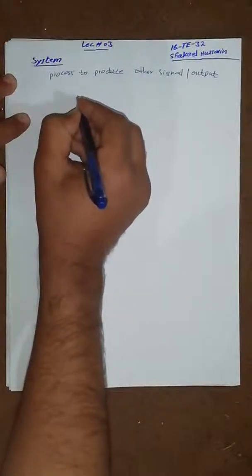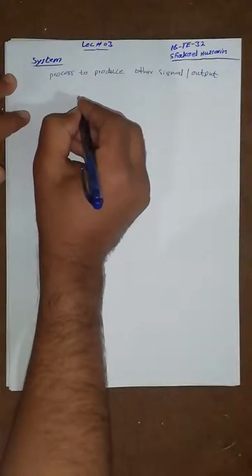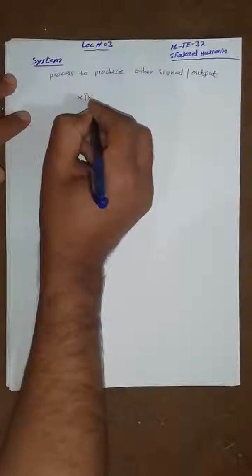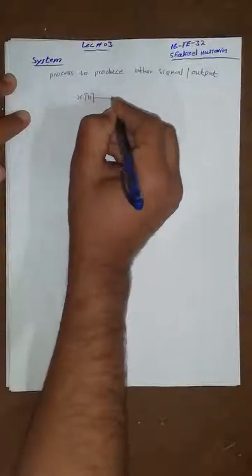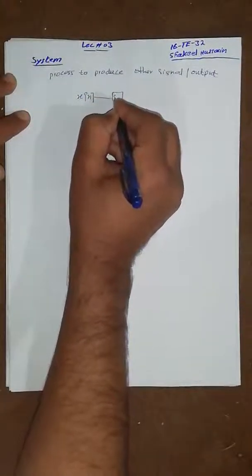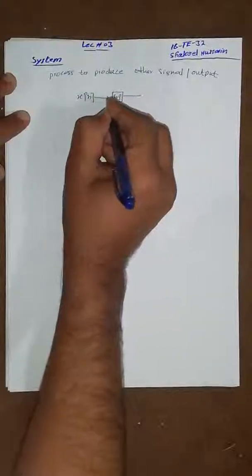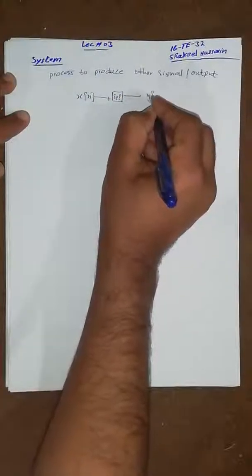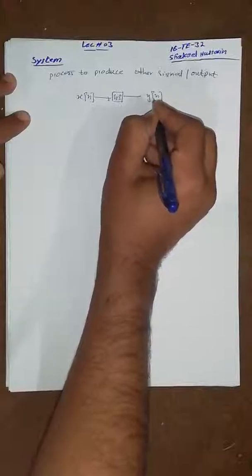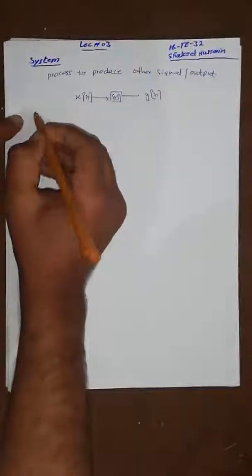Let x of n be the input signal. It passes through a system and gives output y of n. Second, now I will discuss some of its types.